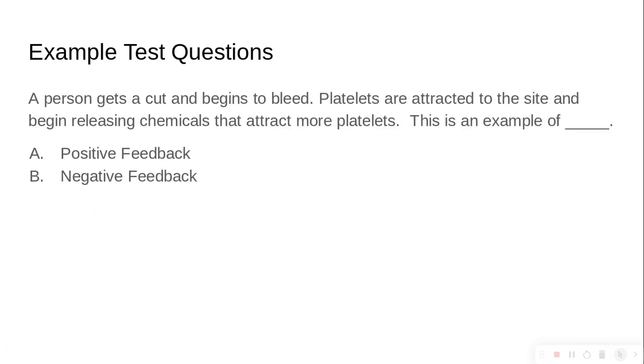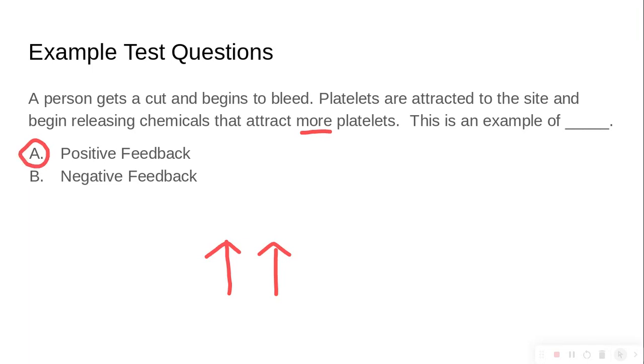Alright, so now let's look at another question. A person gets cut and begins to bleed. Platelets are attracted to the site, so we have an increase in platelets. And these platelets are going to begin releasing chemicals that attract more platelets. This is going to be our key word here. More platelets are attracted. So we had an increase, and now we have a further increase. So this is an example of which type of feedback? Okay, think about that for a second. So both of our arrows are pointing in the same direction. So this is going to be positive feedback.